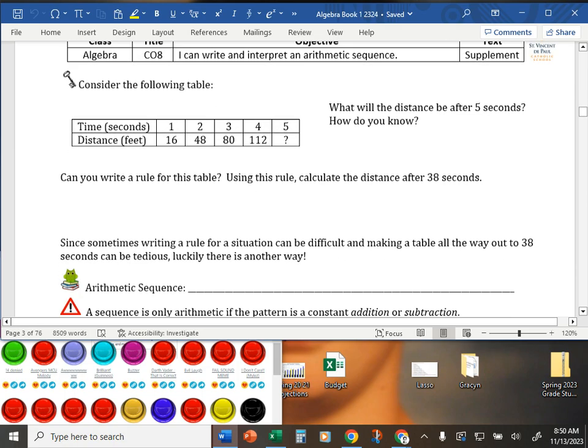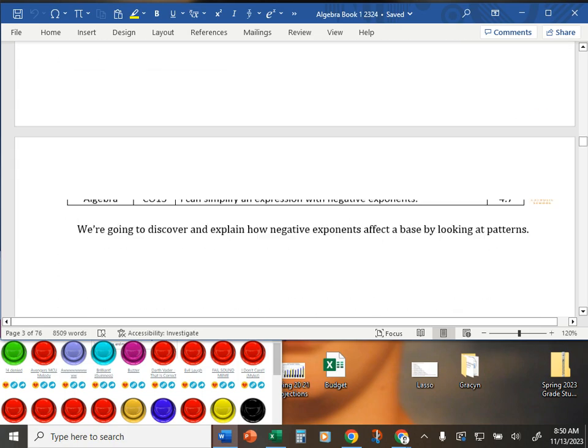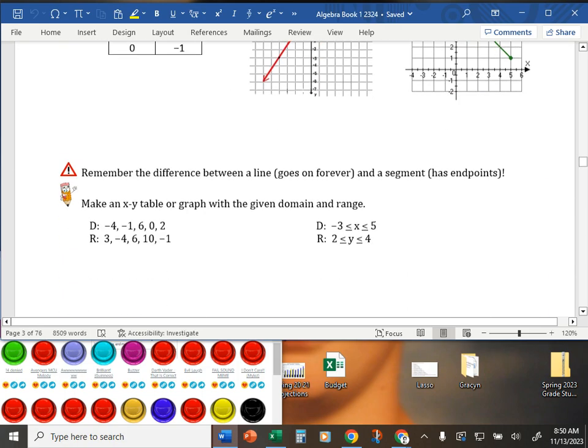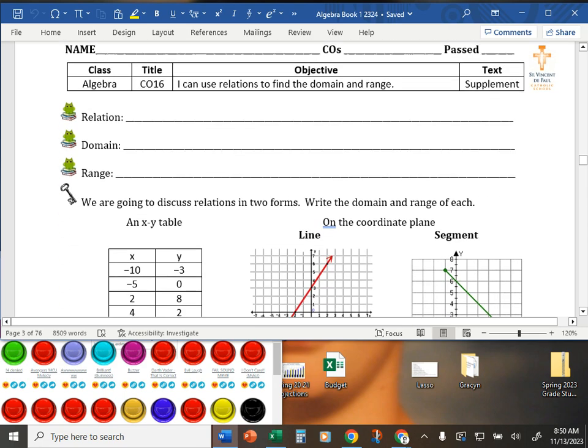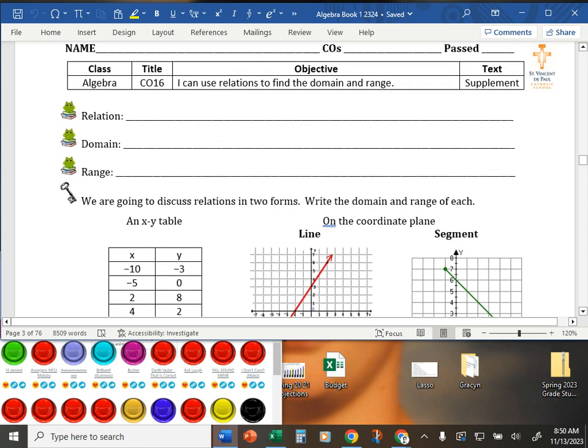So, we're only halfway there. We did not do CO16. You did have this objective last year in pre-algebra, so you've had experience with this. This should not be completely new. Here we go. What is a relation? Emmeline, please. What is a relation?